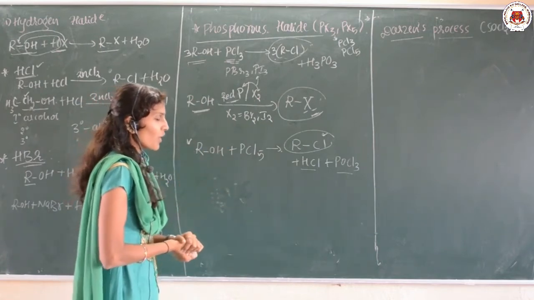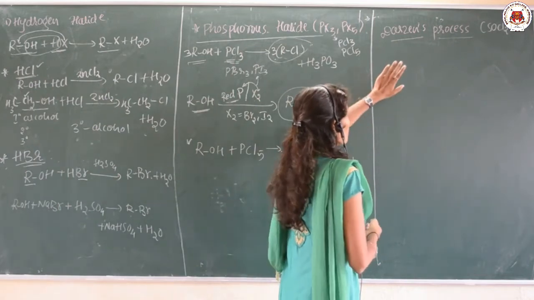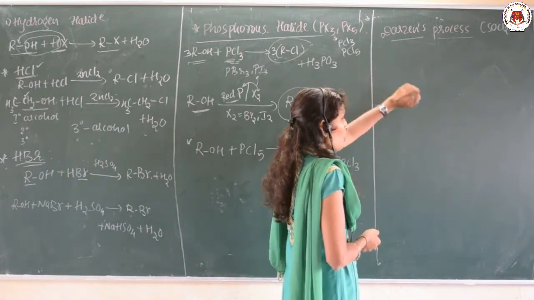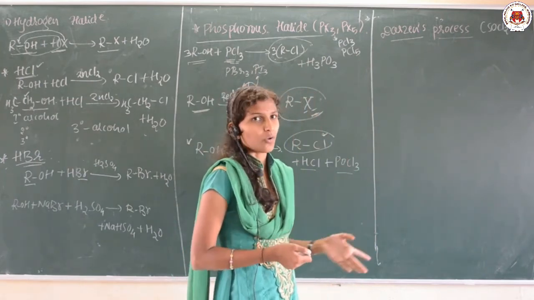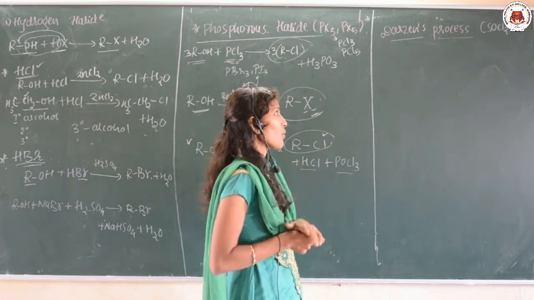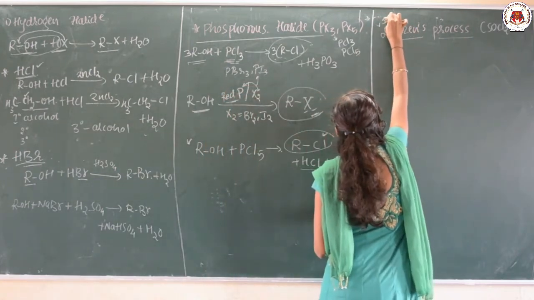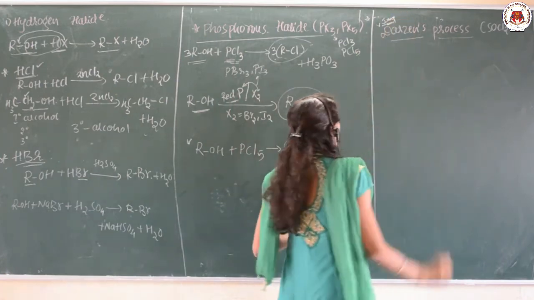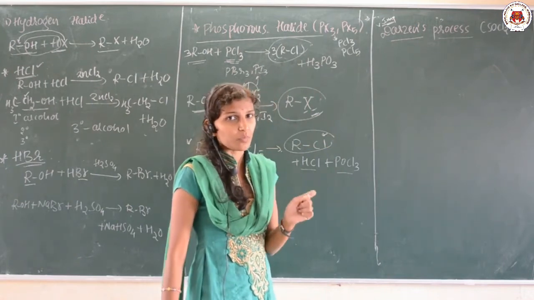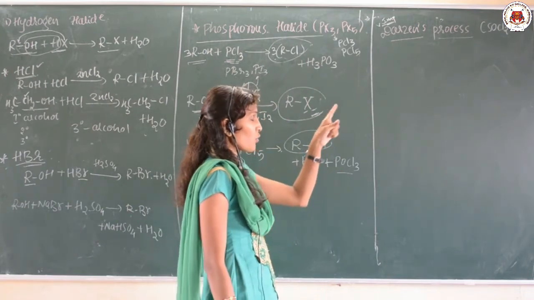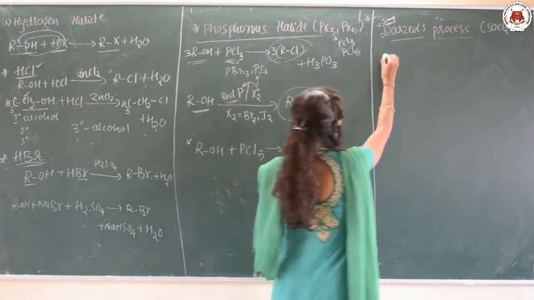So, let us move to one more method, that is, by using thionyl chloride we are able to prepare alkyl halides, which are treated with alcohol, and this process is very important. Several times they have asked it in your examination. In the Darzens process, thionyl chloride is used. What is the formula of thionyl chloride? SOCl2.